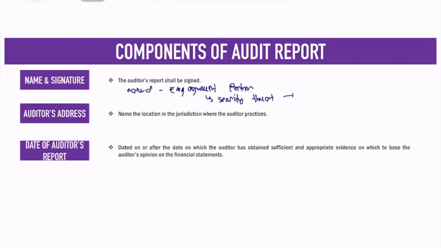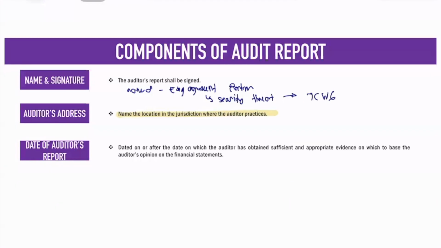So if there is a security threat, what is done is to communicate this to those charged with governance, that the engagement partner will not be named, but it will be signed. What is required by the PSA is that the audit report is signed. So as to naming, you can withhold the same if there is a security threat. Now, for the auditor's address, what is needed is the name and the location in the jurisdiction where the auditor practices.